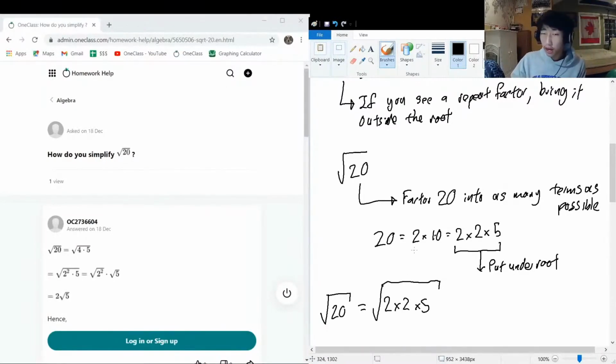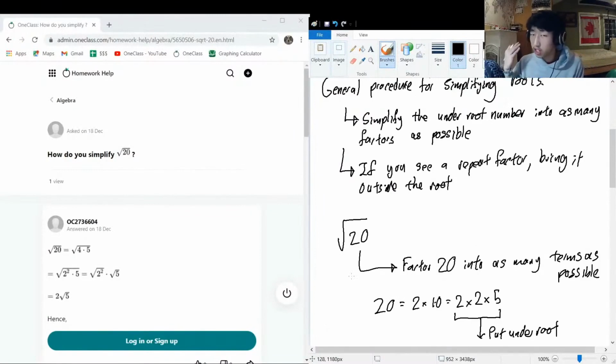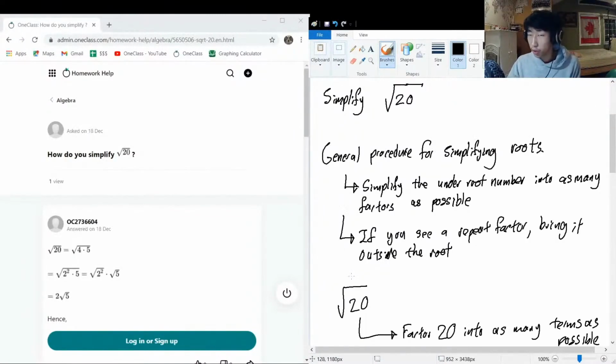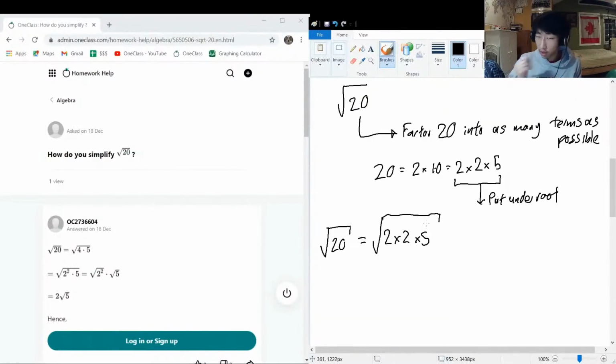Okay. So the next thing in our general procedure for simplifying roots is, if we see a repeat factor, we can bring it right outside. If we look at our current situation, oh my goodness, would you look at that? 2 appears twice. We got two 2's dressed up under this root, dressed up in a tutu. Ha, very funny. Okay, so we can bring this outside.